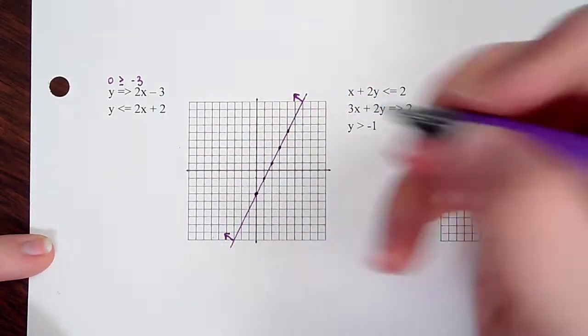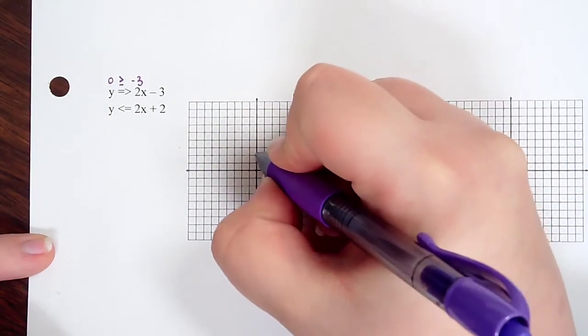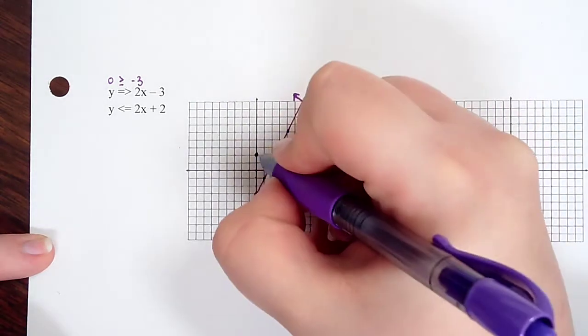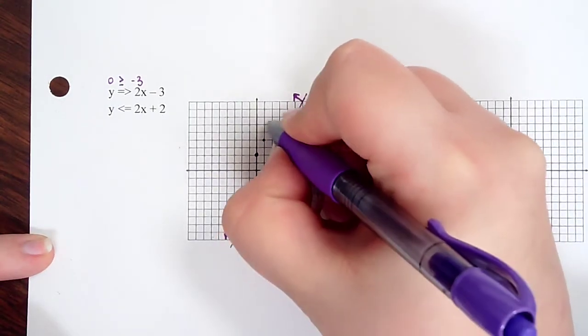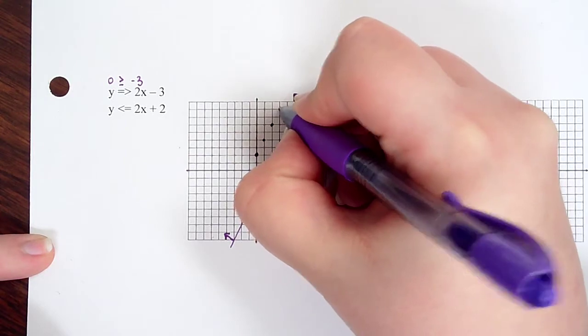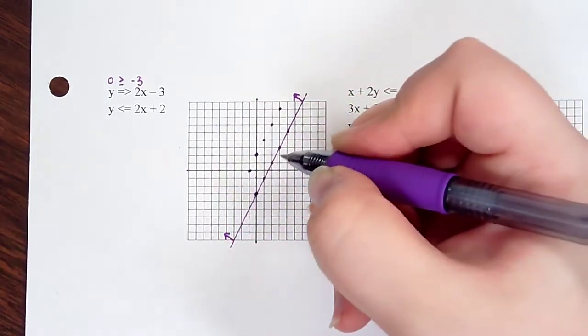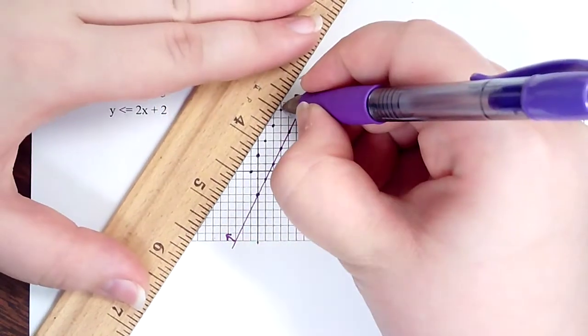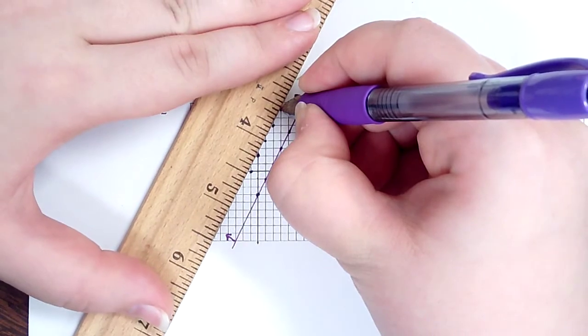I'll come back, don't worry. I'm going to go up to 2, and then I'm going to say up 2 over 1, up 2 over 1. Notice these two lines are parallel, so they should go right alongside each other.